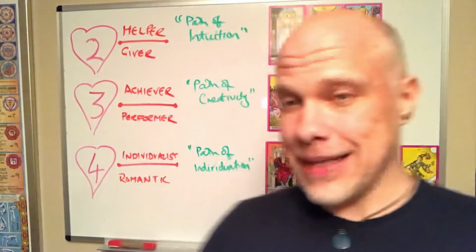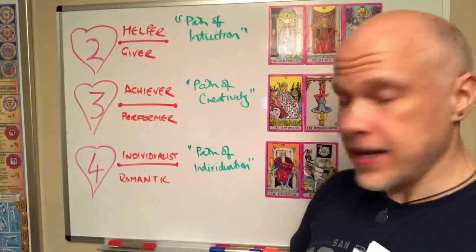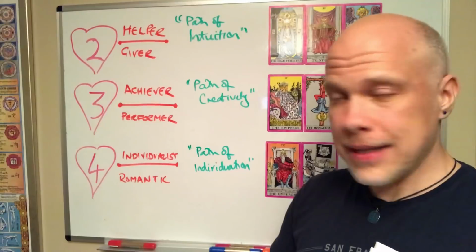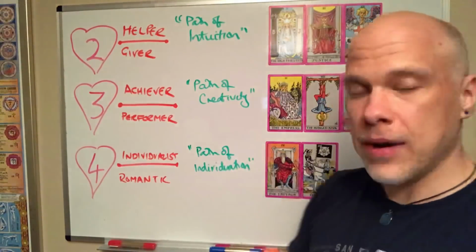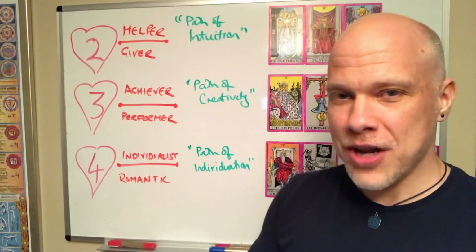And that is my video on the Heart Triad, the 3 types, number 2, 3 and 4, and how they relate to tarot.